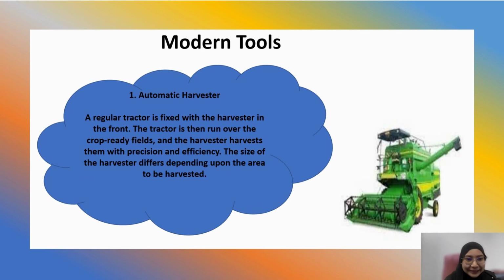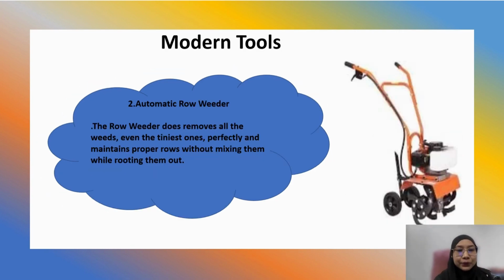The automatic harvester is a regular tractor fitted with a harvester in the front. The tractor is run over the crop-ready field, and the harvester harvests with precision and efficiency. The size of the harvester differs depending upon the area to be harvested. For the modern tools, there is the automatic row reader, which is more modern than the ancient tools. It removes all the bits, even the tiniest one, perfectly, and maintains proper rows without mixing them while sorting them out.